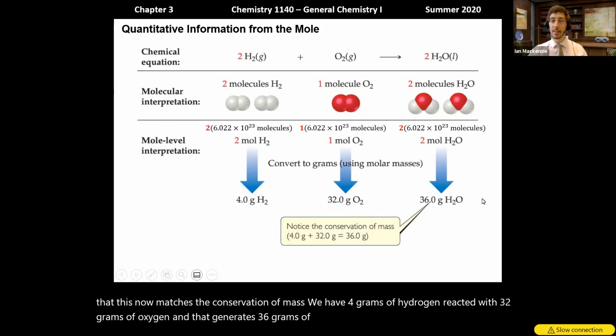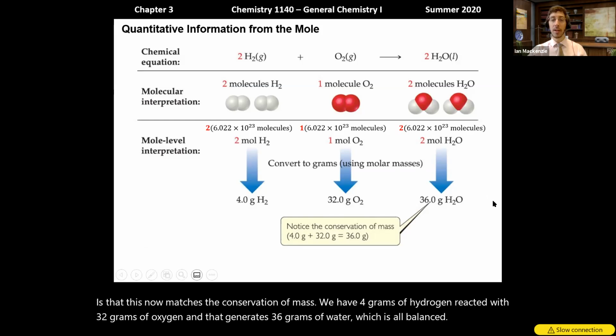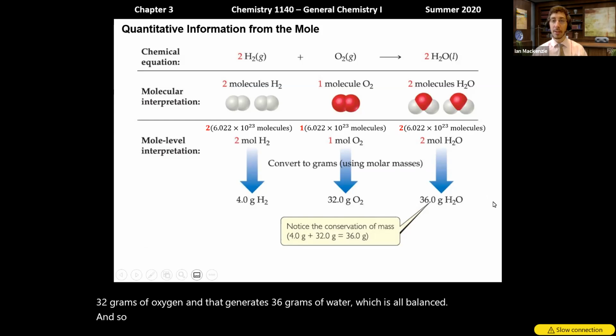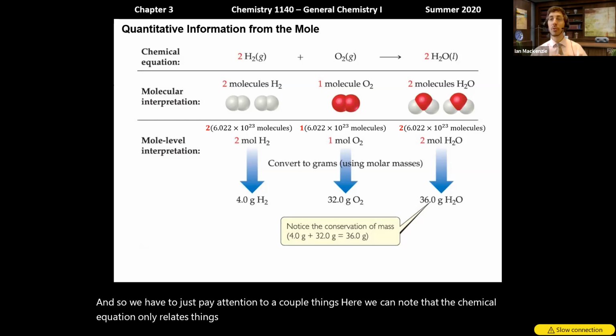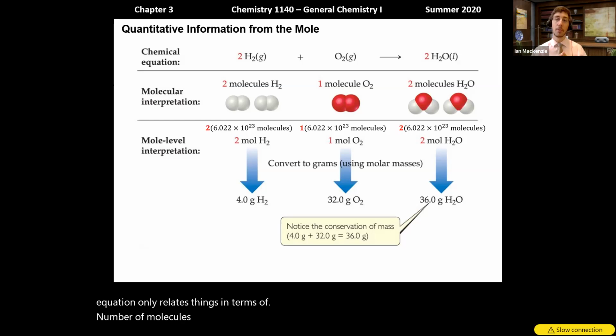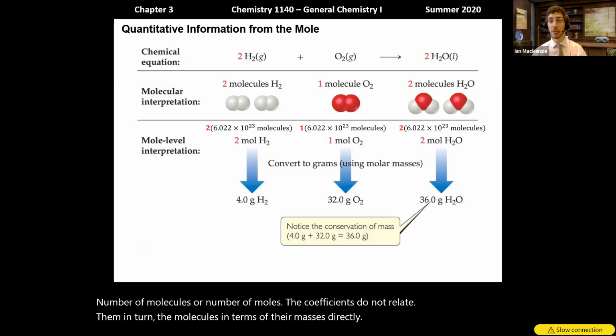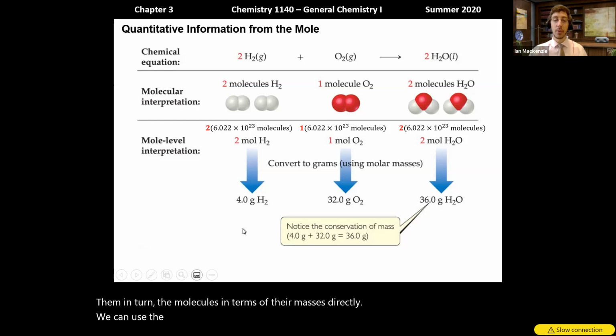And so we have to pay attention to a couple things here. We can note that the chemical equation only relates things in terms of number of molecules or number of moles. The coefficients do not relate the molecules in terms of their masses directly. We can use the molar mass to convert to mass, but the ratio here is not a mass ratio, it's always a mole ratio.